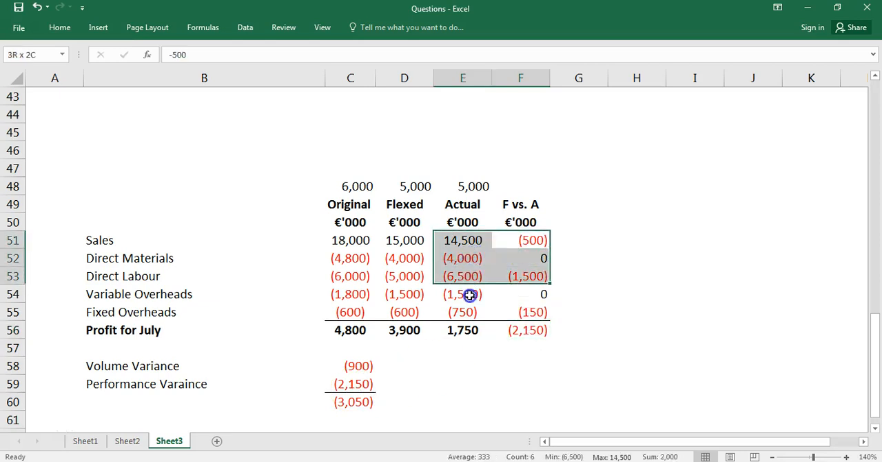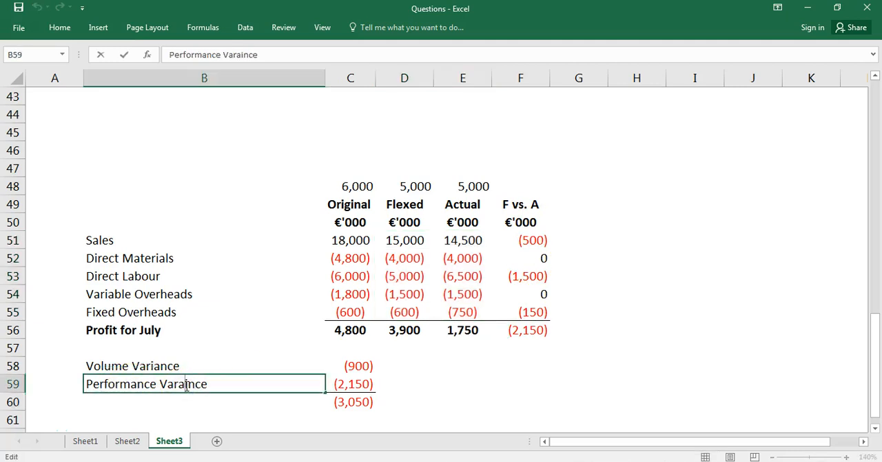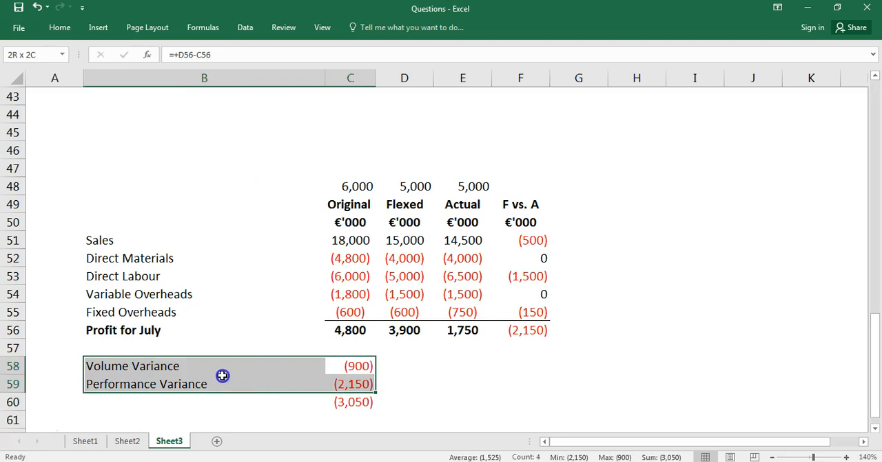That's solely down to comparing like for like, we still didn't hit the targets. So that's a performance variance. Whereas the other 900 was nothing to do with that, it was due to volume. That we lost volume, and we can quantify what that cost us in lost profit. So that's the key insight there.